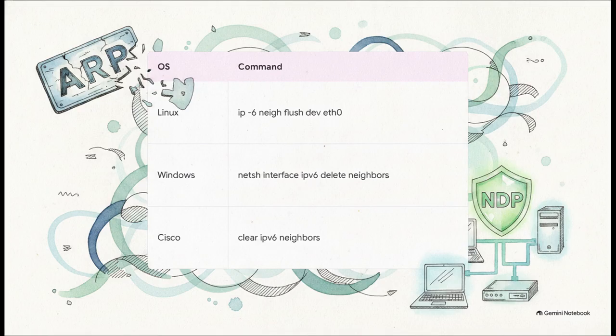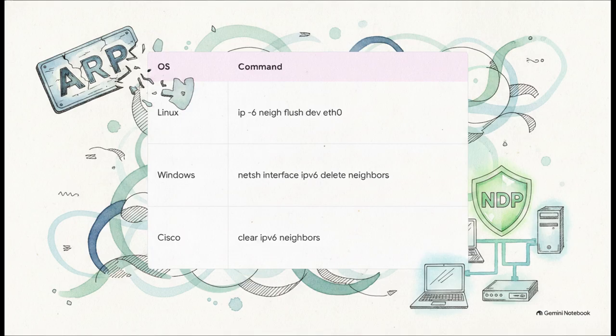Because of this, you're going to need to memorize a whole new set of commands to clear your cache. If you're on Linux, you'll run ip -6 neigh flush. Windows folks, you're looking at netsh interface ipv6 delete neighbors. And on Cisco routers, it's clear ipv6 neighbors.